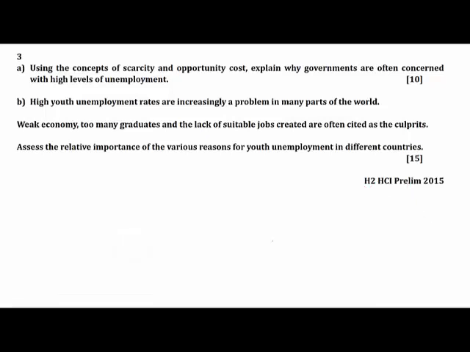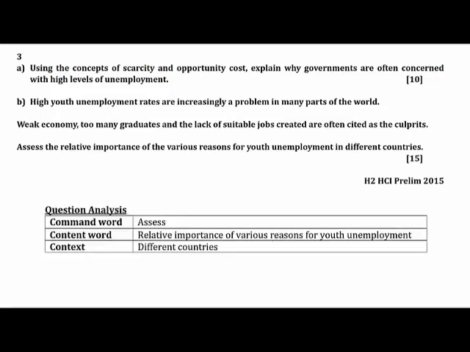Now we look at your part B. So part B, the preamble shares a bit about what the various issues are. So now we will look at the three C's. You can see the keyword, the command word here, is assess. So what is the relative importance of various reasons? Various reasons for youth unemployment. So here we are concerned with youth unemployment. Youth, as we have established, is 18 to 24 years old.